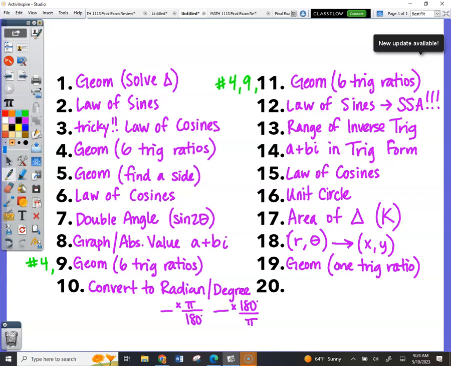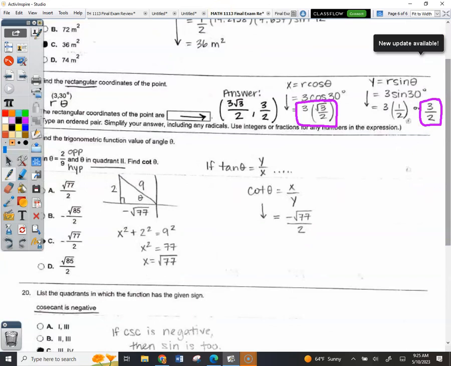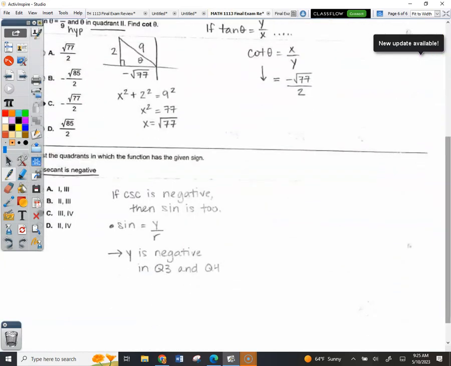And then 20 is checking to see, do you know where your positives and negatives are in all 4 quadrants? And do you recall that if sine is negative, then so would cosecant. If cosine's negative, then so would secant. If tangent's negative, then so would cotan. It's looking to see, can you make that connection? So on 20, I made a note for you. I showed you my thought process.